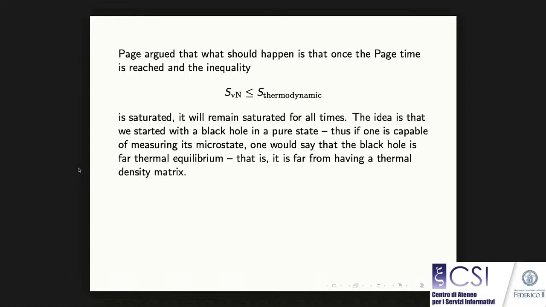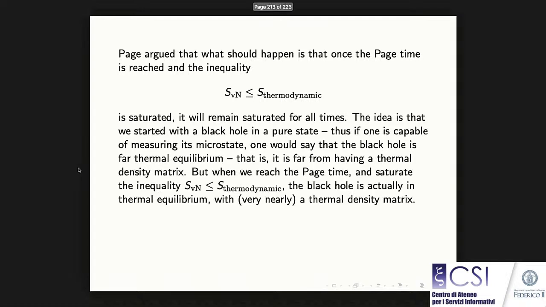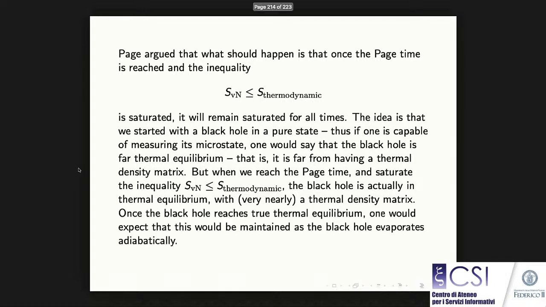So the idea is that we started with a black hole in a low entropy, or perhaps a pure state. If one was capable of measuring its microstate, one would have said that the black hole at the beginning was far from true thermal equilibrium, far from having a strictly thermal density matrix. But when we reach the Page time and saturate the inequality, the black hole is actually in true thermal equilibrium with very nearly a thermal density matrix. Once it reaches thermal equilibrium, one would expect this to be maintained as the black hole evaporates adiabatically.